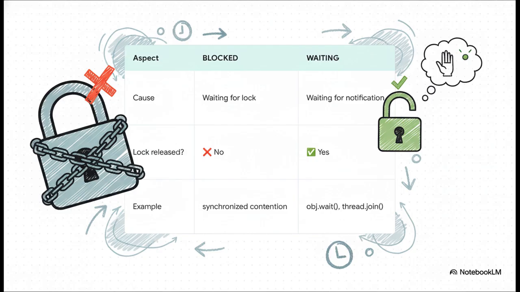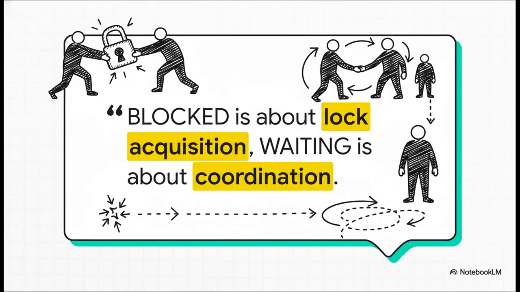It's greedy. A thread that calls wait, on the other hand, releases the lock on the object it was waiting on. It plays nice. And if you want a killer soundbite for your interview, this is it. Write this down. Blocked is about lock acquisition. Waiting is about coordination. One is a fight for a resource, the other is a cooperative handover. It's simple, it's powerful, and it shows you get it.